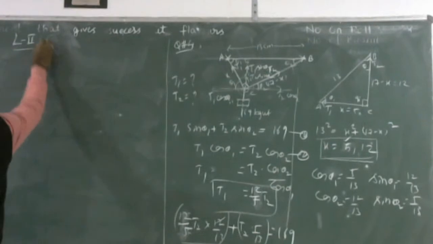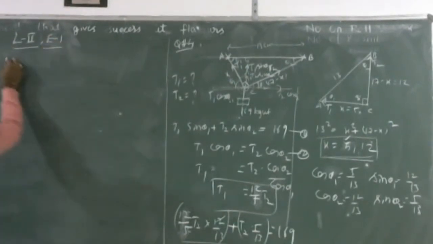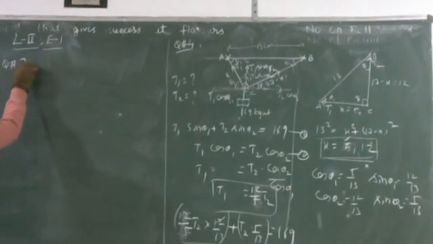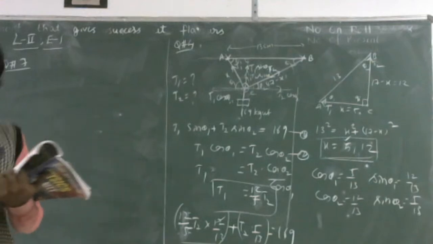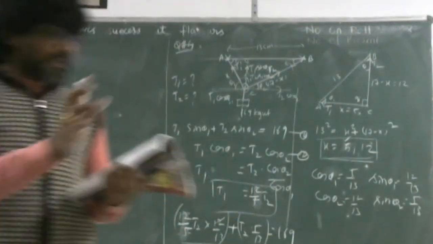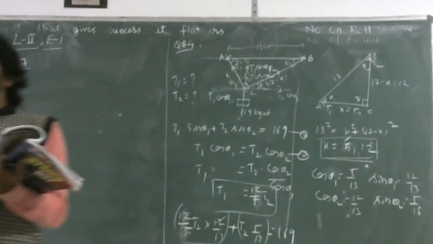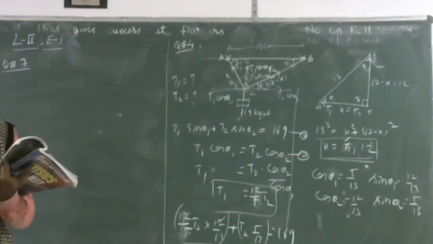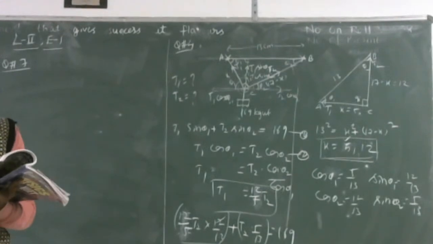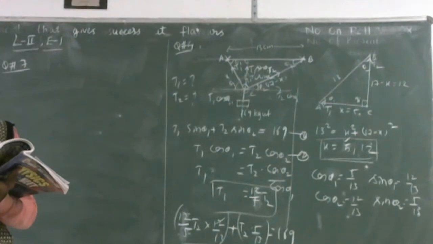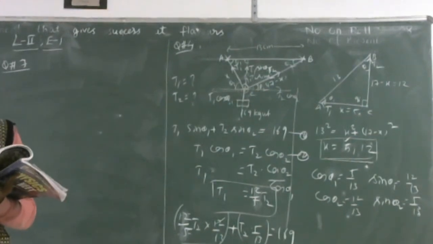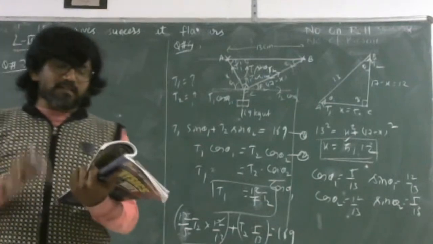Right. Next, level 2 exercise 1. Question number 7. Look into the worksheet, everyone. It is a simple question actually. Three forces are represented as A vector, B vector, C vector, not F1, F2, F3. A vector equals I plus J plus K, B vector equals 2I minus J plus 3K, and C vector act on a body to keep it in equilibrium. Then C vector is.